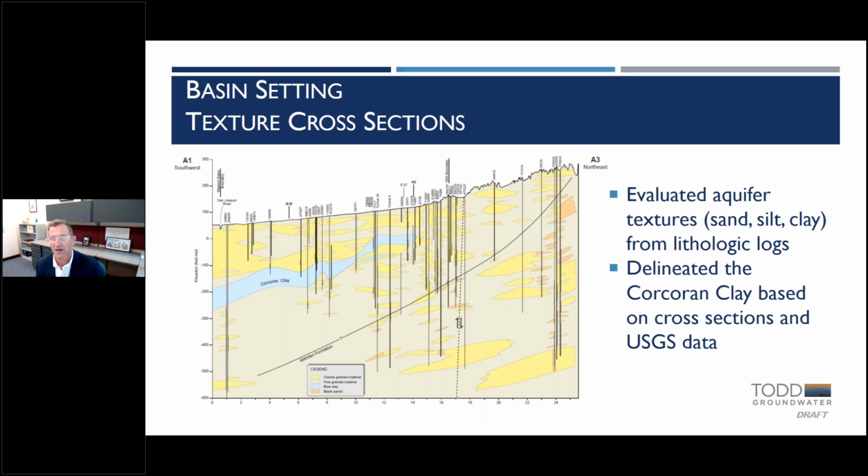Also help us define the Corcoran clay layer, which will be important as we talk about subsidence later on in the presentation. As you know, parts of the valley, Los Banos and further south have been suffering from subsidence as clay layers have been dewatered, and that's one of the undesirable results we have to avoid in our subbasin. So understanding where that Corcoran clay layer is, that light blue layer, was very important as we work towards sustainable management criteria for that undesirable result.